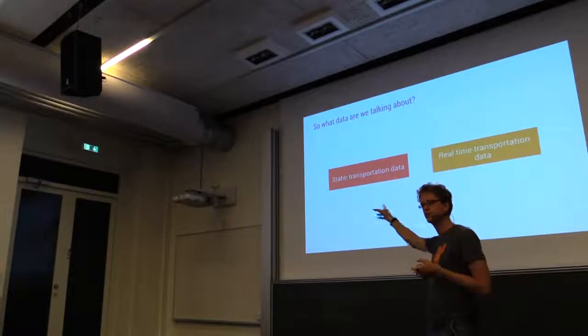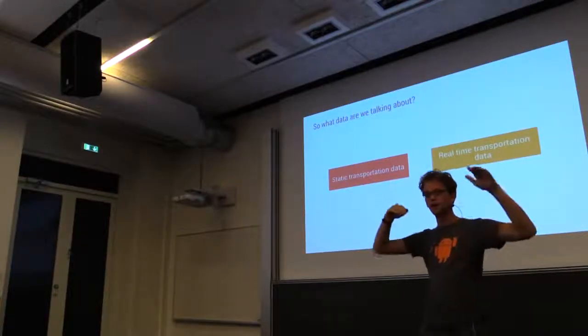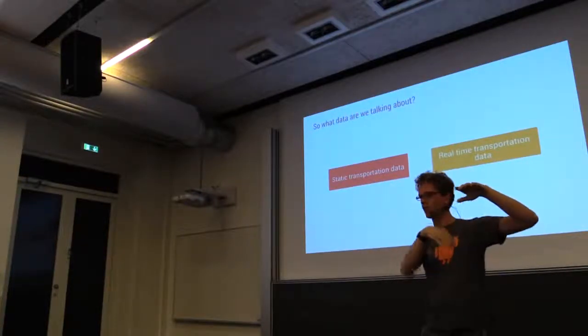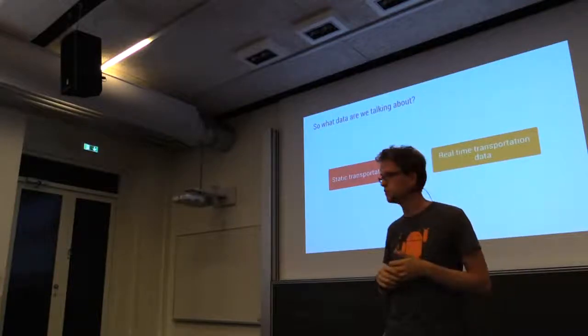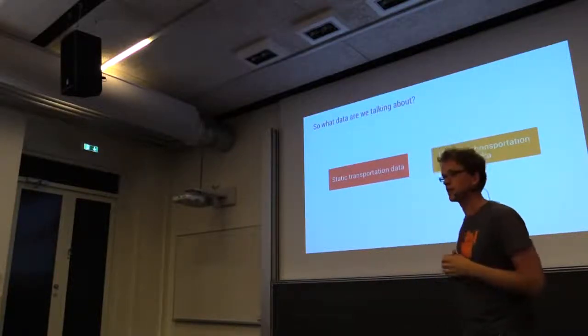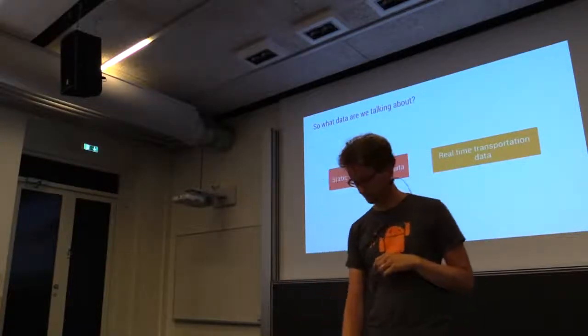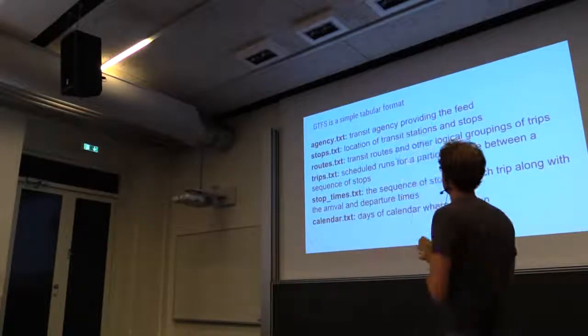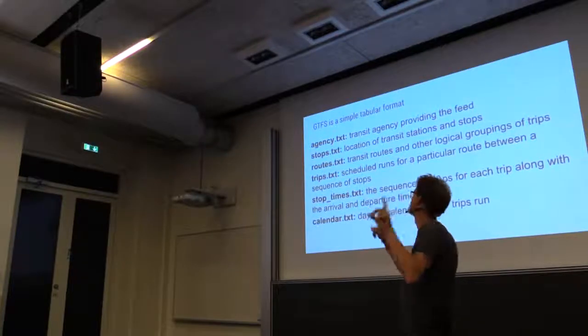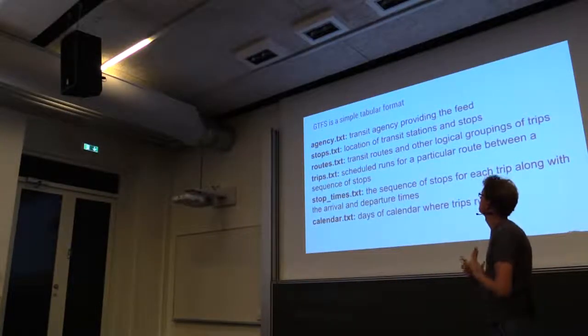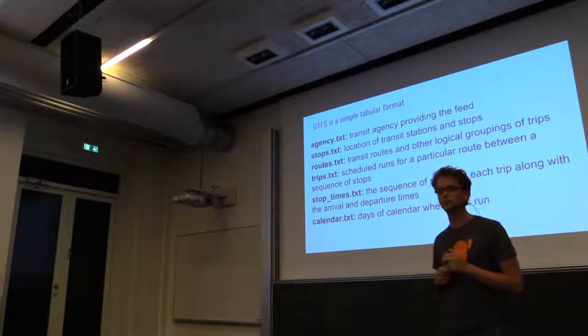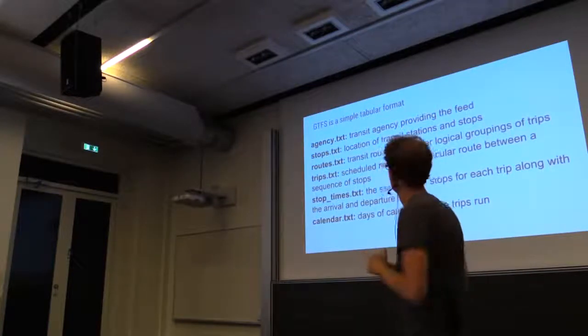We have static transport data, which is the tables, when the lines are running, all that kind of stuff. And then there's the real-time transport data. That's delays, actual locations of buses, that kind of stuff. And we created a standard. Actually created a set of simple tables that you can run from a text file.